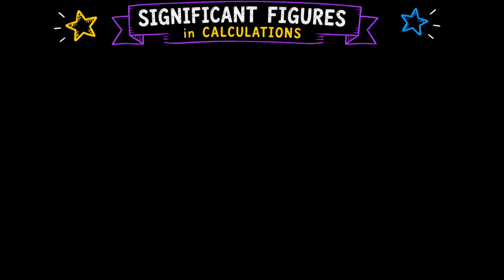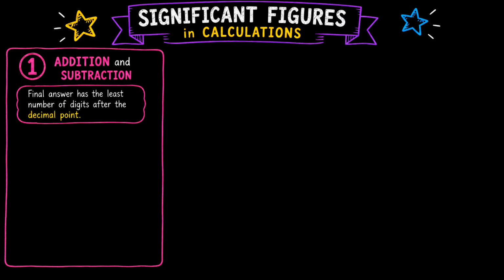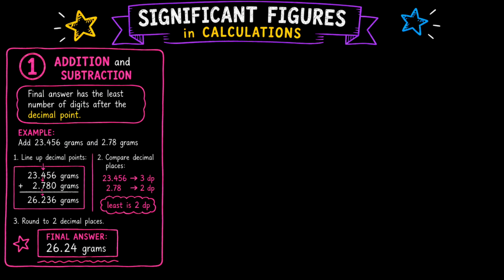Significant figures in calculations. Your knowledge of significant figures also applies when you add, subtract, multiply, or divide measurements. Here are the rules. 1. Addition and subtraction. Your final answer must have the least number of digits after the decimal point from the numbers you used. Example: add 23.456 grams and 2.78 grams. First, line up the decimal points. Add normally to get 26.236 grams.